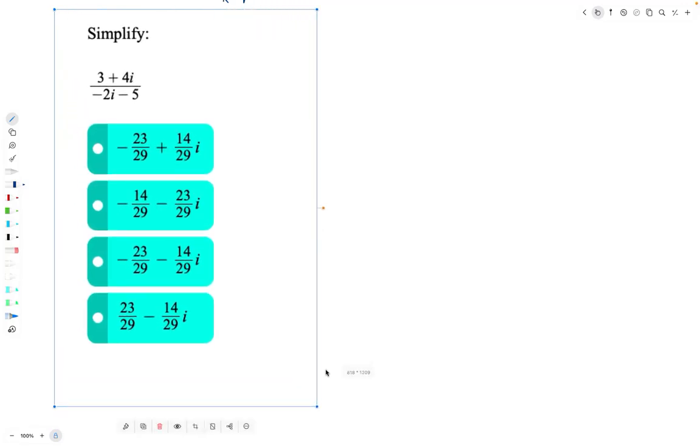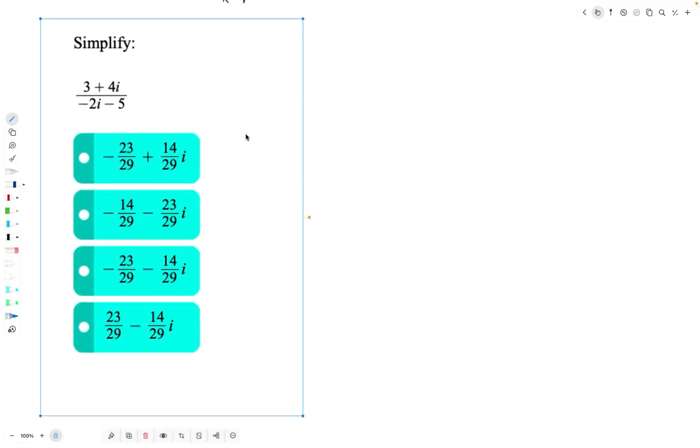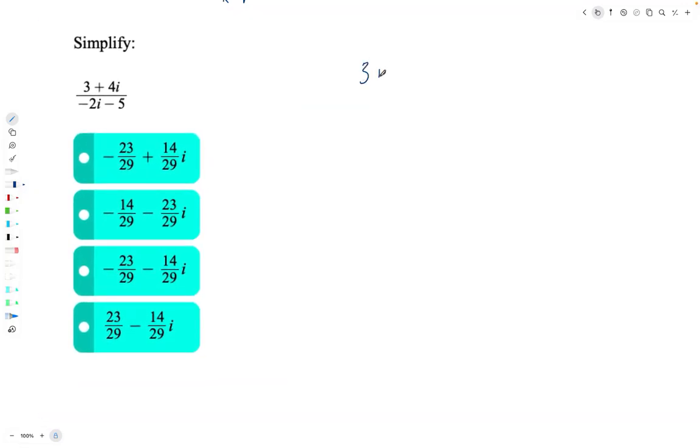To make it big enough to see. All right, so (3 + 4i) over (-2i - 5). We are going to, first of all, rewrite it because it's in the wrong order. So that's going to be -5 - 2i. We have to put the imaginary number second, otherwise it's not going to conjugate correctly. So times -5 + 2i.